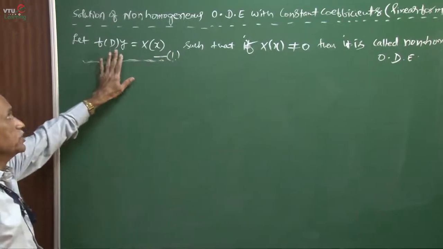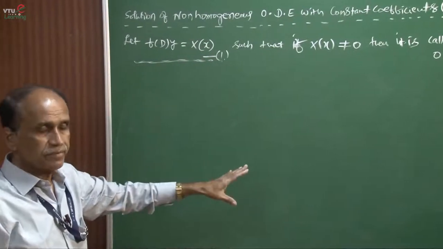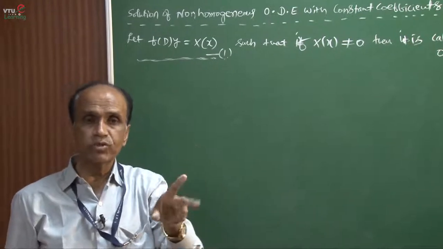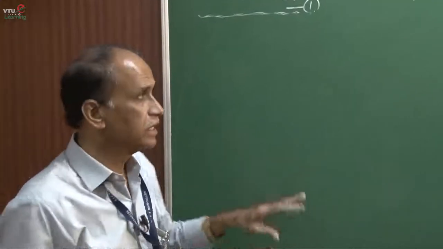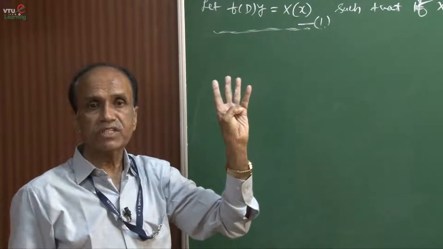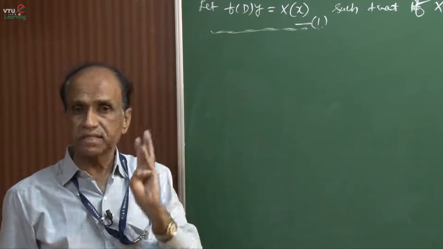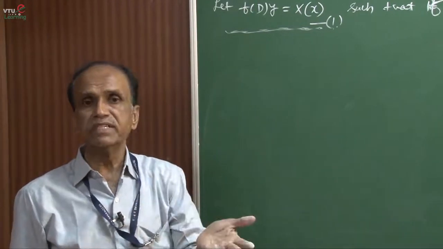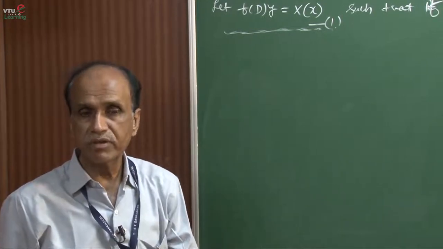So homogeneous ODE means this is zero. So far we studied the solution procedure that takes a combination of two different solutions, which we call a general solution. That general solution will be a combination of complementary function and particular integral. The complementary function is the solution responsible for the LHS of the problem, and the particular integral is the solution responsible for the RHS of the given problem.